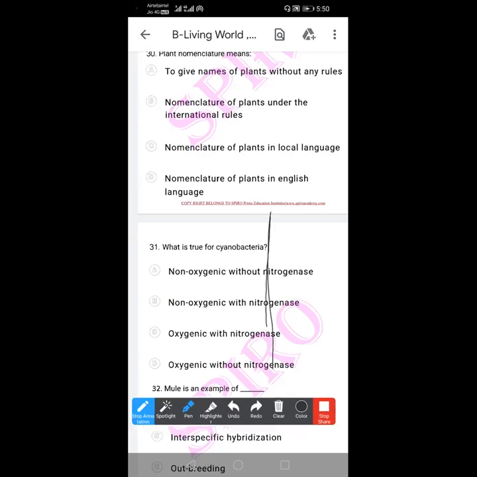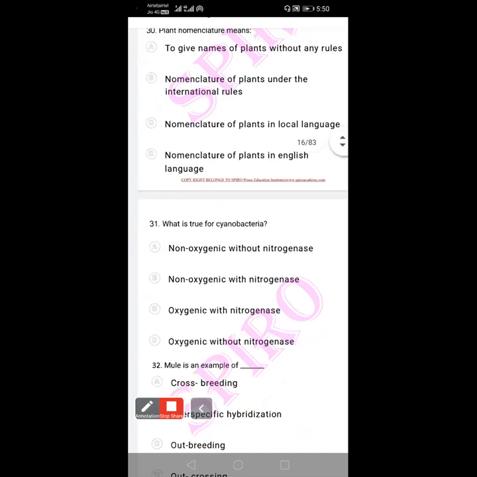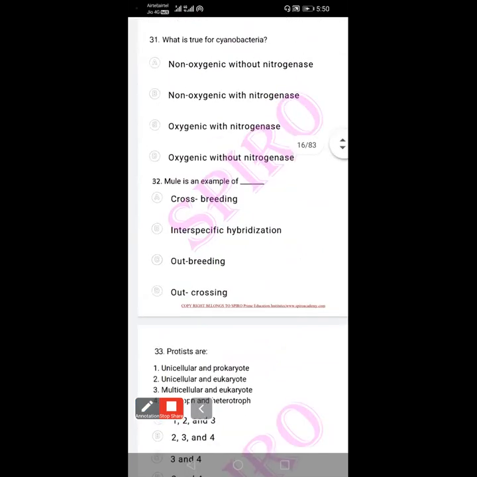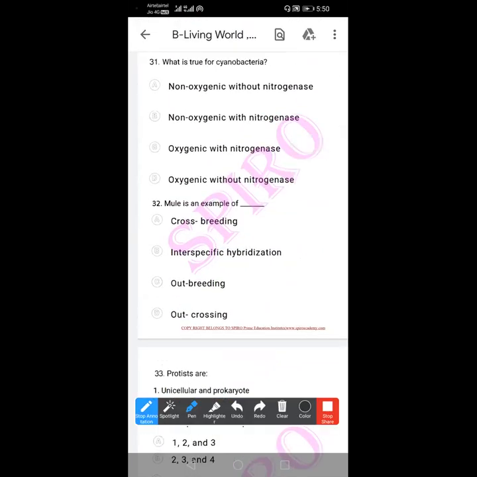Proceeding to question number 31. What is true for cyanobacteria? Non-oxygenic. No, it is wrong because cyanobacteria are the first group of organisms to evolve oxygen via photosynthesis. It carries out oxygenic photosynthesis. The next is wrong. So oxygenic with nitrogenase. Yes, this is the correct option.